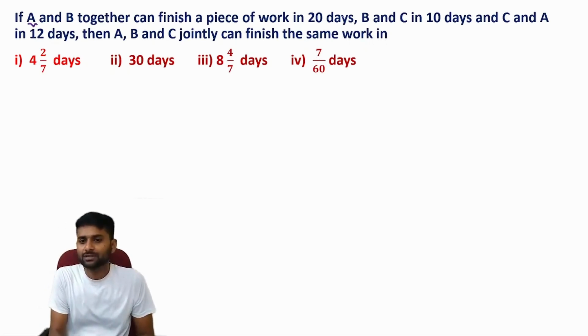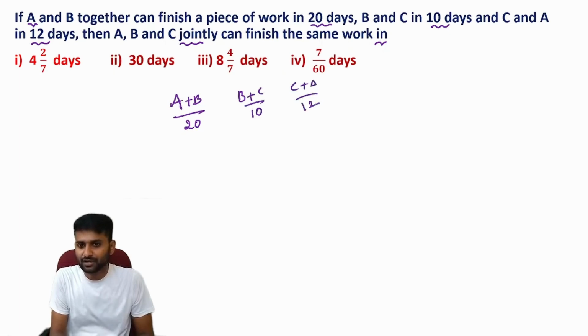If A and B together can finish a work in 20 days, B and C together in 10 days, C and A together in 12 days, if ABC jointly can finish the same work in dash. See, AB together is exactly 20 days, BC together in 10 days, and CA together in 12 days. Here the total work is exactly equal to 60 units.